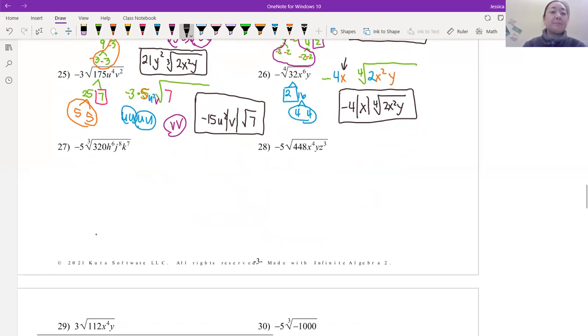So for 27, we're going to do a couple more. Again, I'm going to set up my cube root right here. I have that -5 out here. And 320. Let's see, what goes into 320? 10 for sure, and I get 32. And then that's going to be 2 and 5. And I just did 32, right? And it was 2 and 16. And then I'm just going to go 4 and 4.